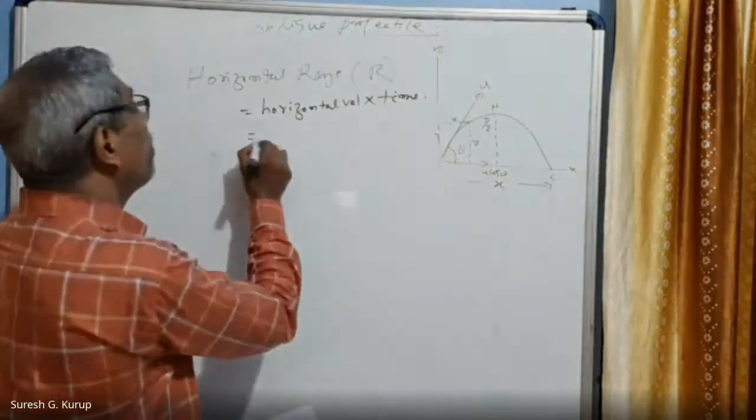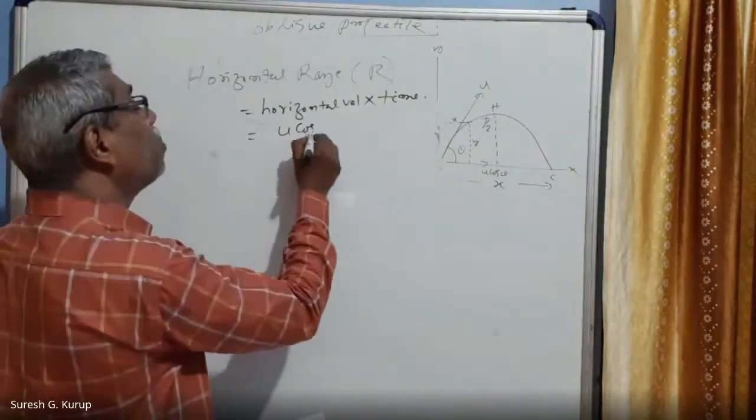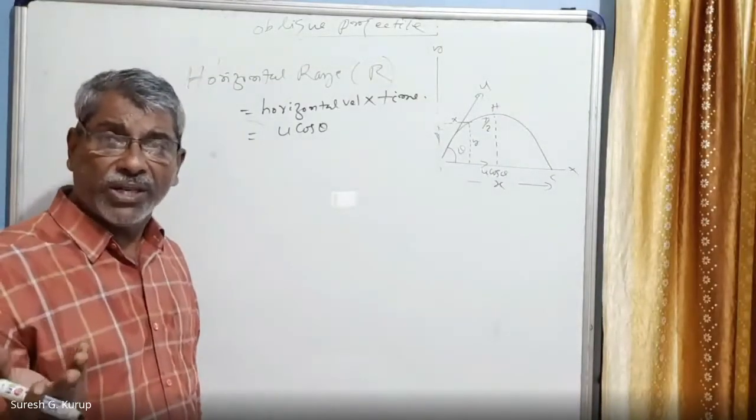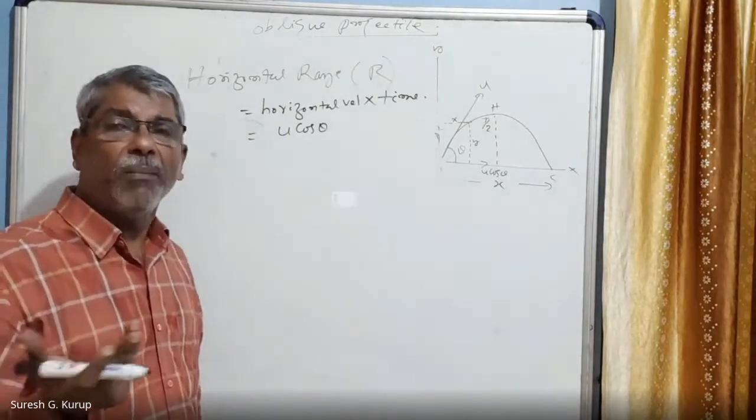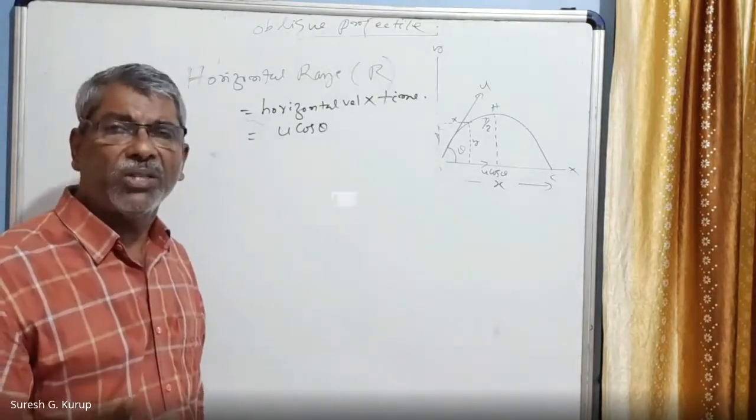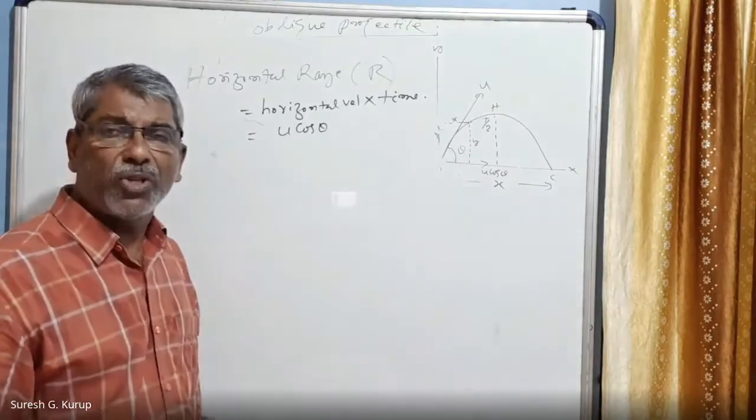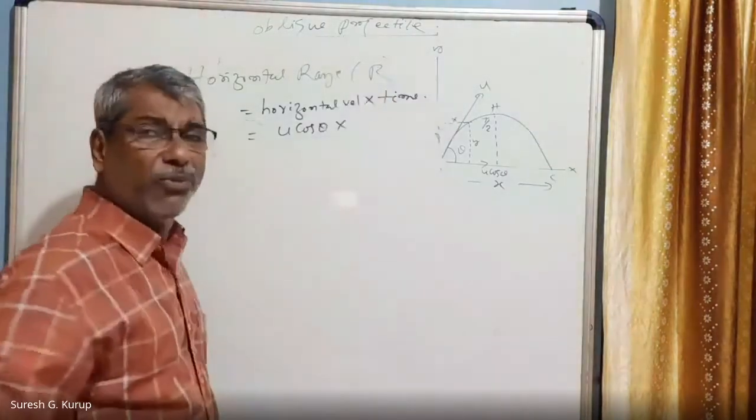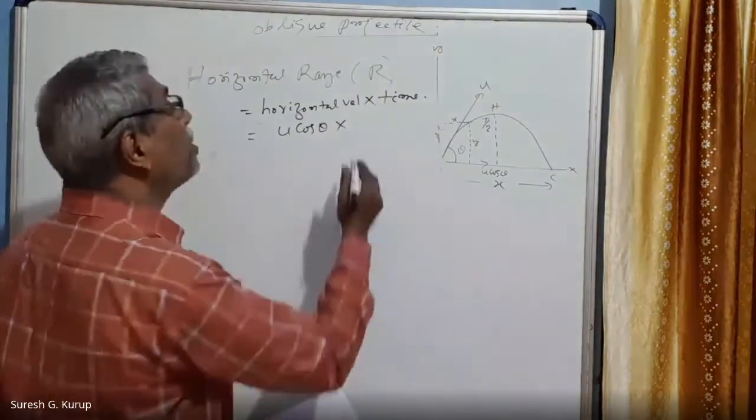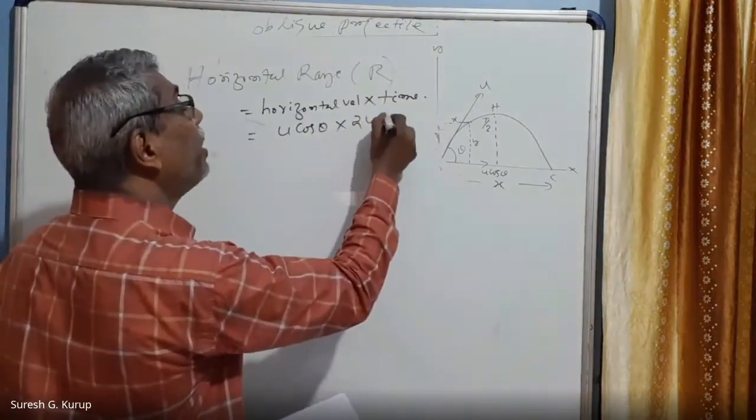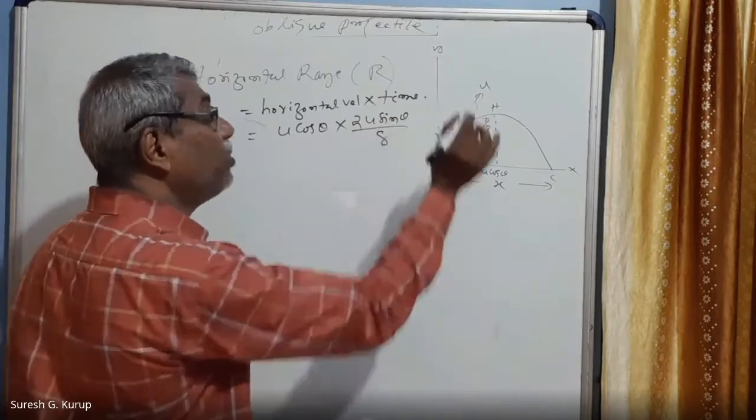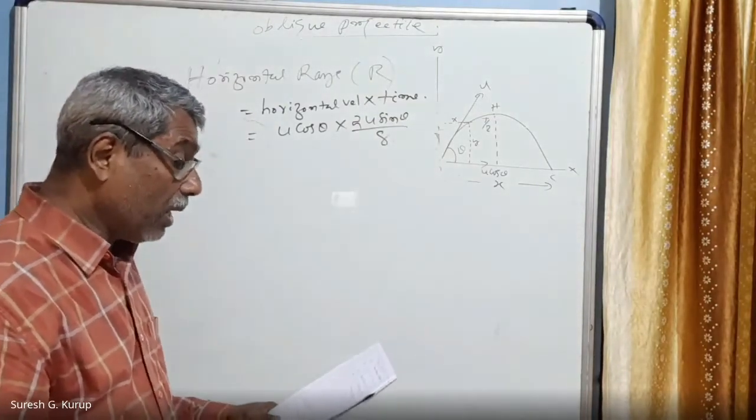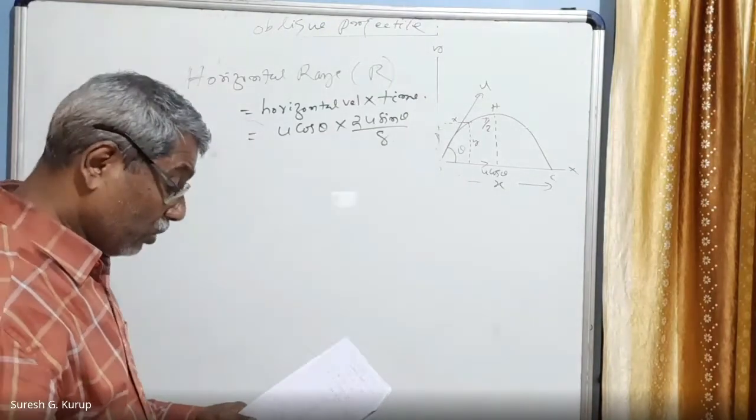Horizontal velocity, everybody knows that is usually u cos theta because that never changes. Why does it not change? Because the horizontal part of the motion of the oblique projectile is always a uniform motion. Uniform motion means velocity into time, total time of flight. Total time of flight, you have already said that is 2u sine theta divided by g. Am I correct? So this is what is called time of flight.